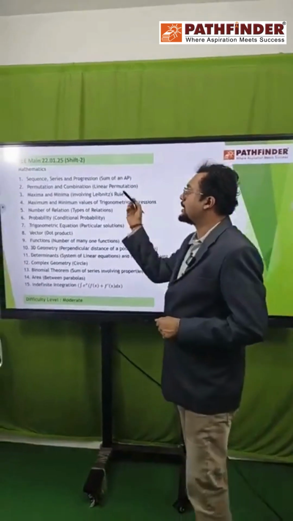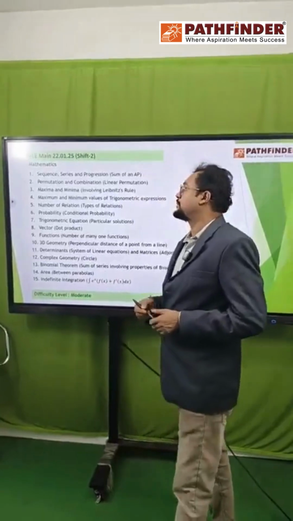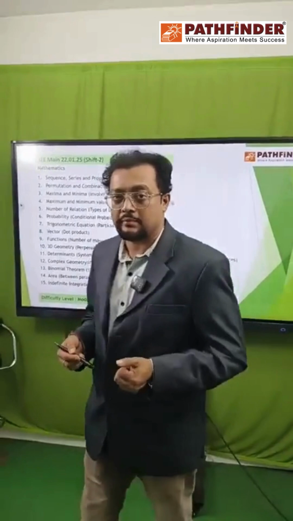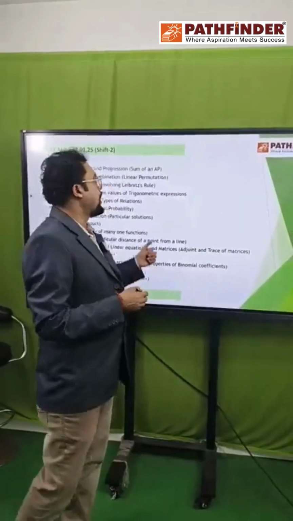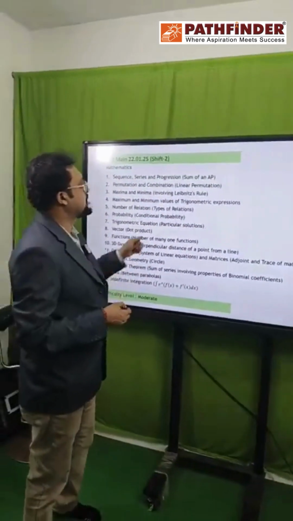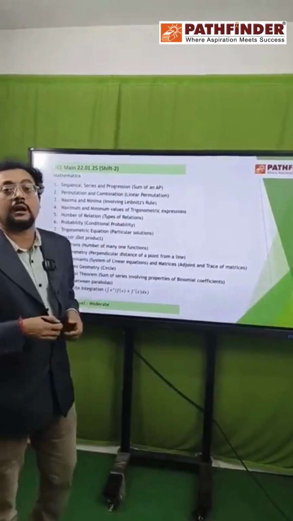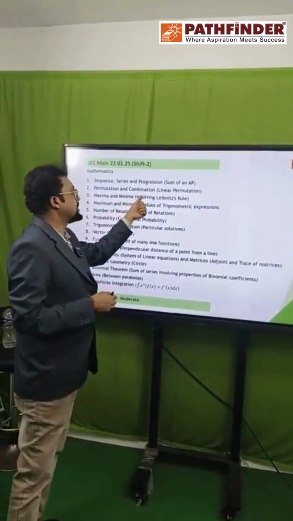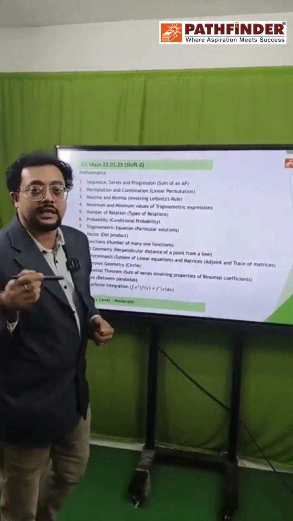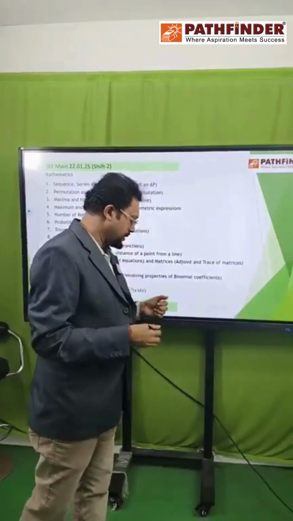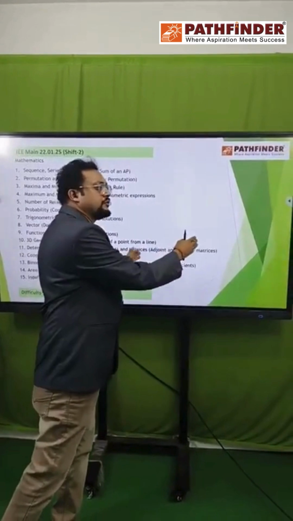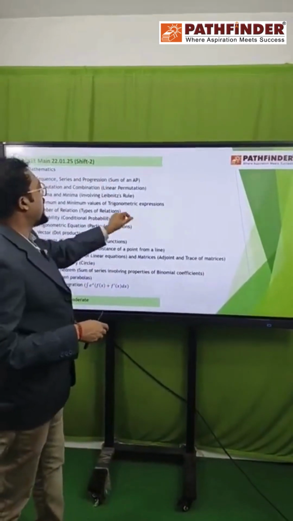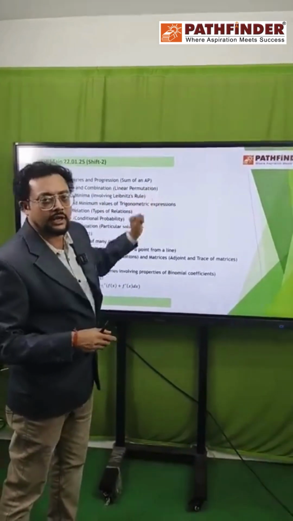Moving forward in mathematics, in the evening shift, that means shift 2, sequence, series and progression. How can we forget sequence, series and progression? It has been one of the hottest topics for JEE Mains. So questions were from sum of an AP. Next, number 2 comes permutation and combination, which includes linear permutation. As they told, there were problems like a few boys and a few girls are made to sit in a row, and they were asking in how many ways.